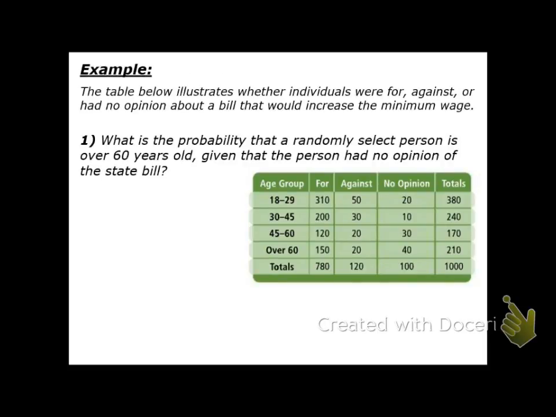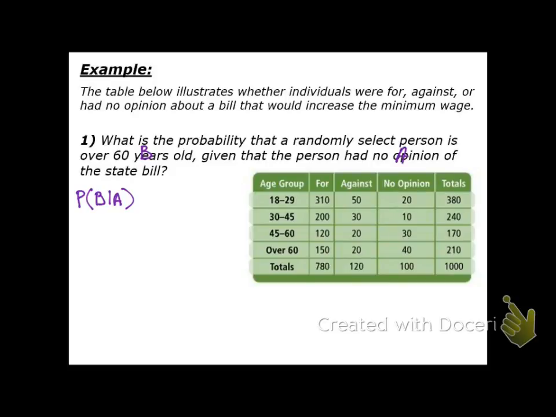So the example states, the table below illustrates whether individuals were for, against, or had no opinion about a bill that would increase the minimum wage. What is the probability that a randomly selected person is over 60 years old, given that the person had no opinion of the state bill? So in this case, we are looking for the probability of B given that A has already taken place, where B in this case is the probability that they're over 60 years old, and A being they had no opinion.